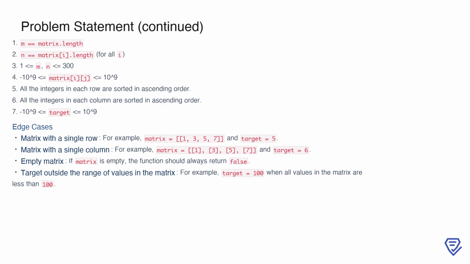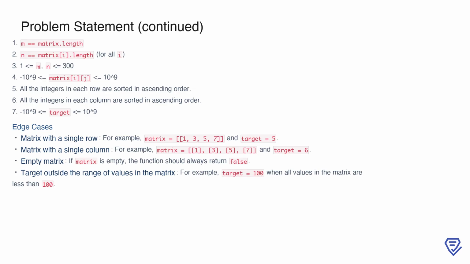Now, let's go over the constraints and edge cases for this problem. First, the dimensions of the matrix are defined such that m represents the number of rows and n represents the number of columns, with 1 ≤ m, n ≤ 300. The values in the matrix range from -10^9 to 10^9, and both rows and columns follow the sorting properties we discussed. The target value also lies within the range of -10^9 to 10^9.